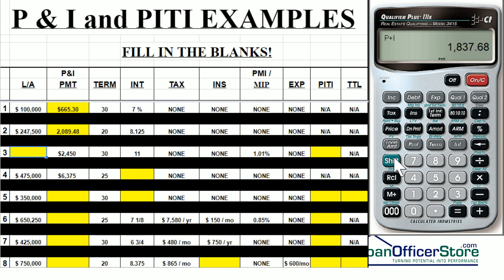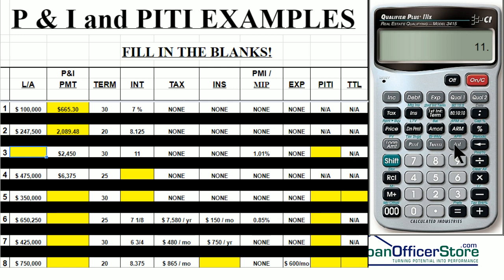So we clear everything out of our calculator. We put in $2,450 for our payment. Put in a 30 term. Then we put in 11 as an interest rate.